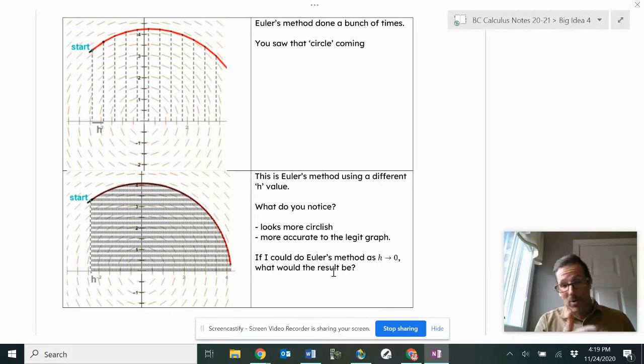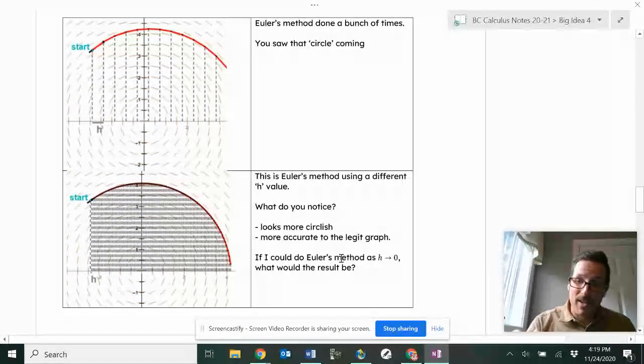So what you should notice here is that the changes in x, the h values, have been shrunk down very, very small. You can actually see that the curve of the circle is a little bit different than what we had in the previous picture. It's actually more of a circle. Now, if you could do Euler's method with dx approaching 0, what do you think would happen? I wonder.